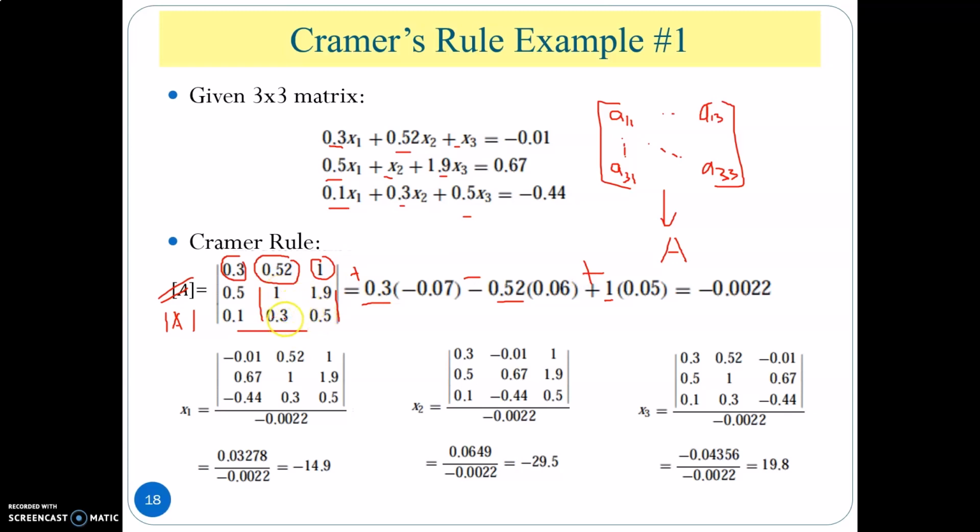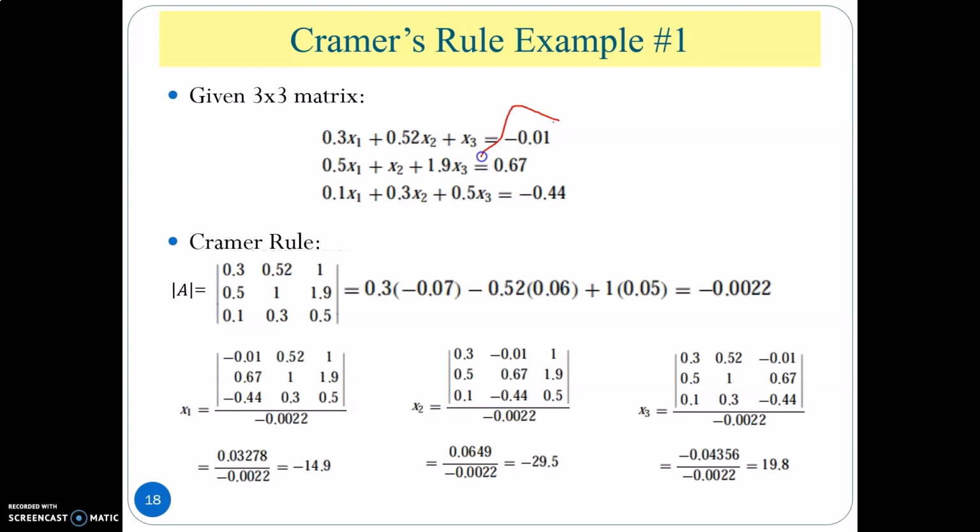0.5 minus 0.3 multiplied by 1.9, you obtain this. Continue with the second element, you cross this element, and then take the determinant: 0.5 multiplied by 0.5 minus 0.1 multiplied by 1.9, you obtain 0.06. And then for the last element here, cross the third column and take the determinant for this term, then you should be able to obtain 0.05. Once you compute, you obtain negative 0.0022, so you can substitute it at the denominator for the x1, x2, x3 formula.